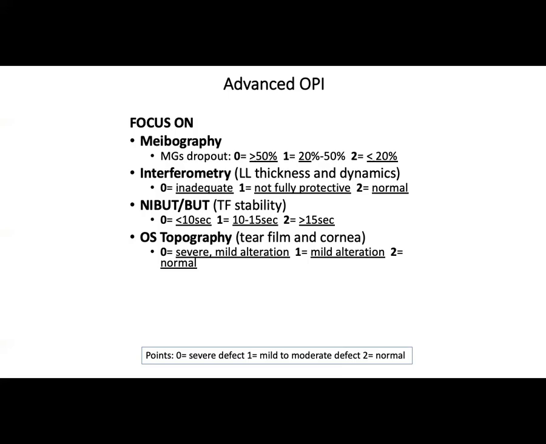Non-invasive breakup time may be less than 10 seconds, between 10 and 15 seconds, or more than 15 seconds. And ocular surface topography may show severe alteration, mild alteration, or a normal pattern. With an ocular protection index value between 0 and 4, the prognosis is negative. With an ocular protection index of 5 to 6, the prognosis is guarded, and with an ocular protection index of 7, 8, the prognosis is positive.